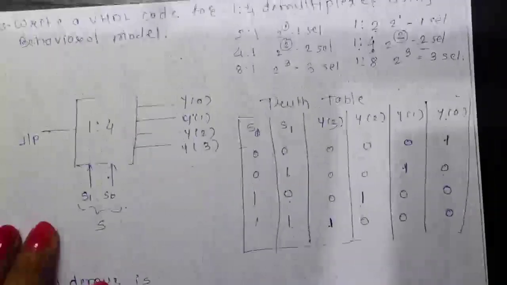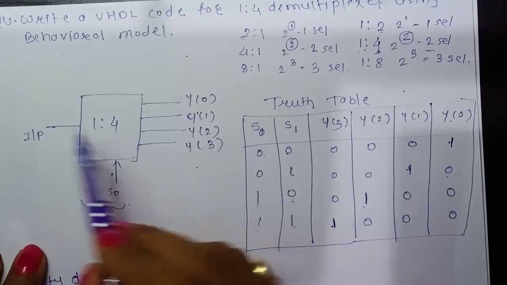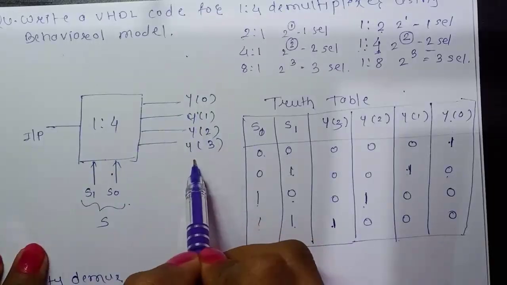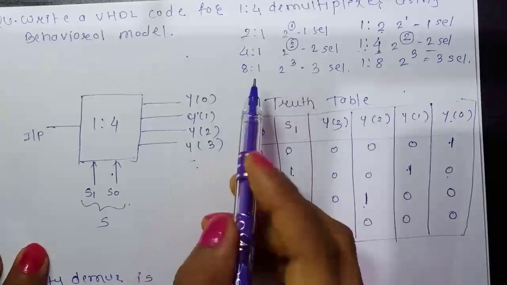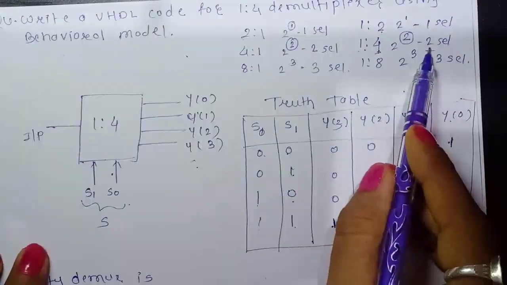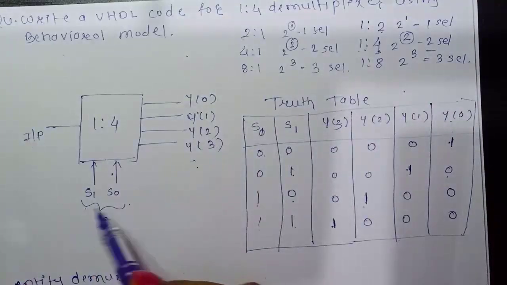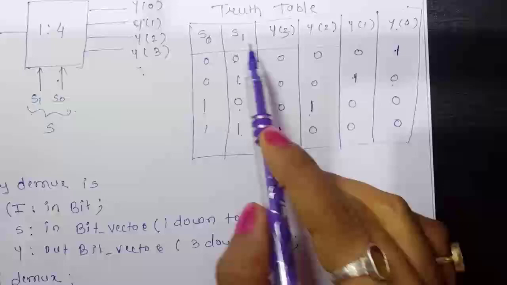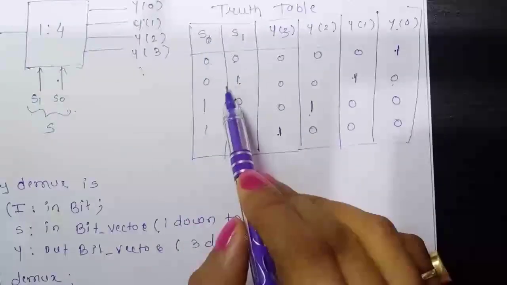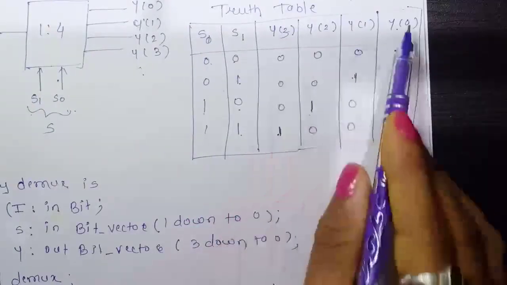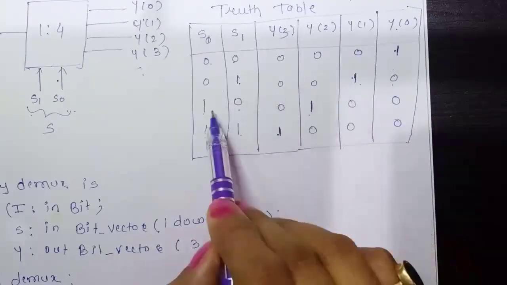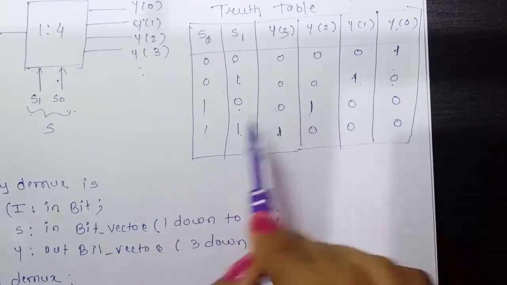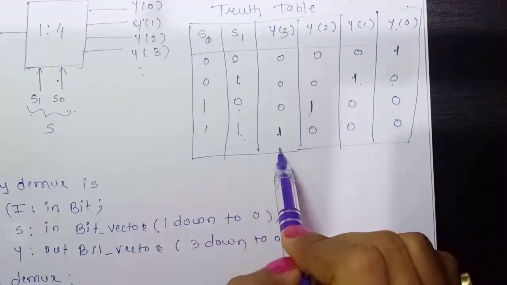Okay, this is a 1:4 demultiplexer, single input, 4 outputs. 4 outputs means 2 raised to the power 2, so there are 2 selection lines, that is S0 and S1. Now the truth table is like this: with 2 selection lines there are 4 possible combinations. If 0 0, Y0 will be activated. If 0 1, Y1 will be activated. If 1 0, Y2 will be active, and if 1 1, Y3 will be active.